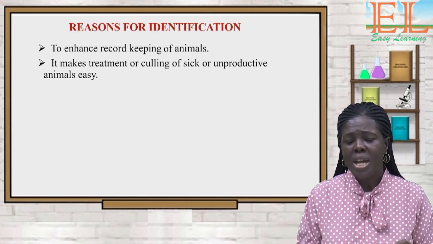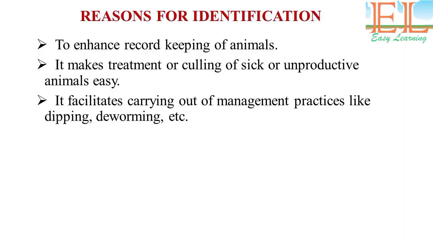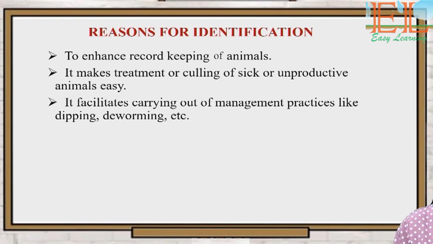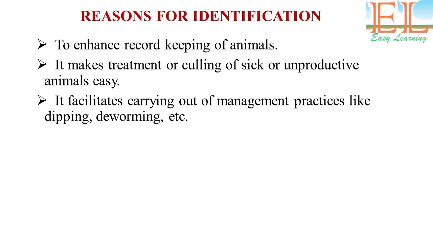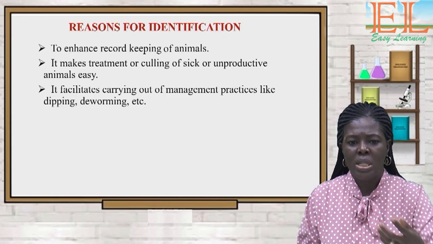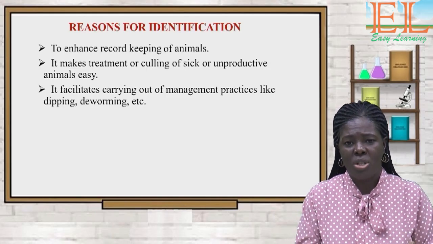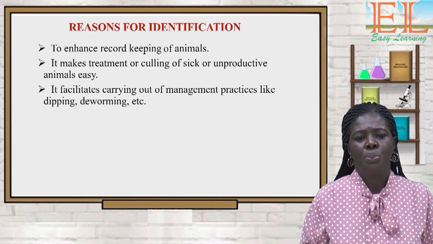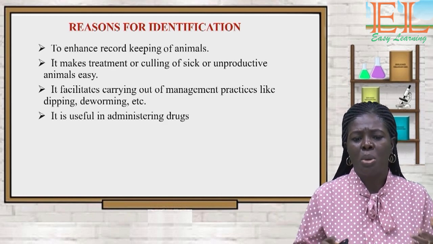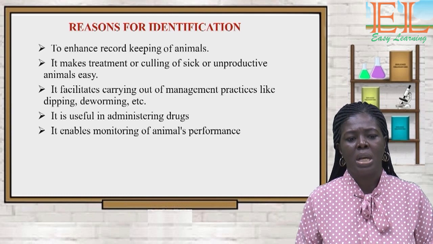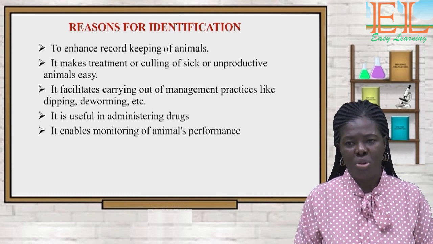Also, identification helps facilitate other management practices like dipping and deworming. It is useful in administering drugs. So you know you've done LT, you are on MN, or 27, you go to 28. So in giving them drugs, you are able to follow. Also, it enables monitoring of animals' performance, and it is useful in breeding.